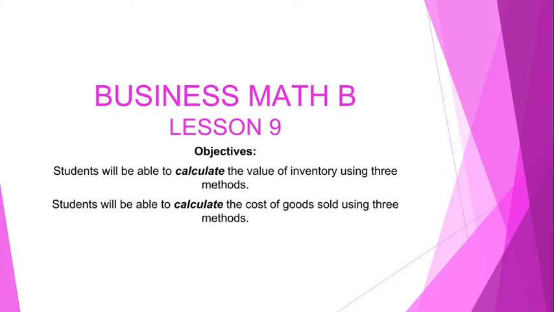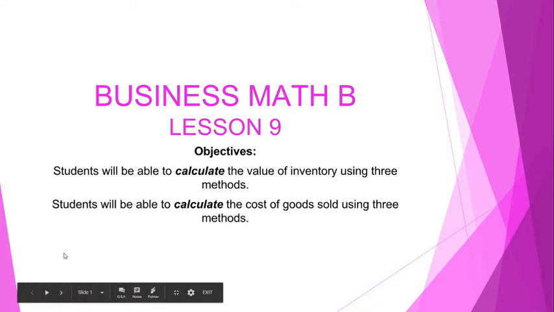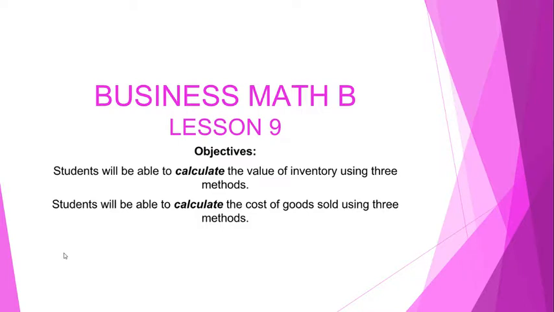Alright, so welcome to your asynchronous session for week number 2. For Business Math B, we're going to talk about lesson 9. By the end of this, students will be able to calculate the value of inventory using 3 methods. Students will be able to calculate the cost of goods sold using 3 methods. So first we're going to go over some key terms.